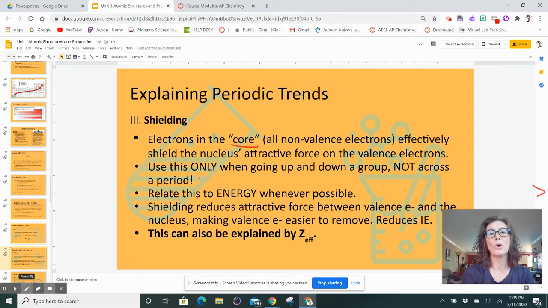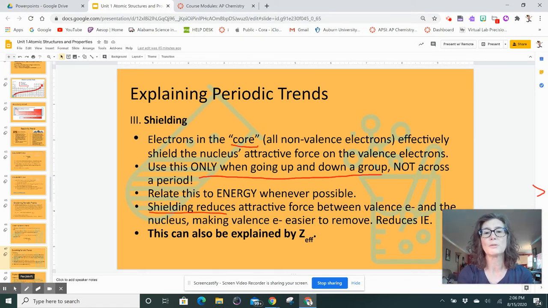So this is only when we're going up and down a group. Things at the top of the group react differently than things at the bottom of the group, because things at the bottom have additional energy levels. They have additional core electrons that shield those valence electrons from the pull of the nucleus. This does not work when you go across a periodic table, because they're all on the same energy level when you go across. This only works when you're increasing your energy level.